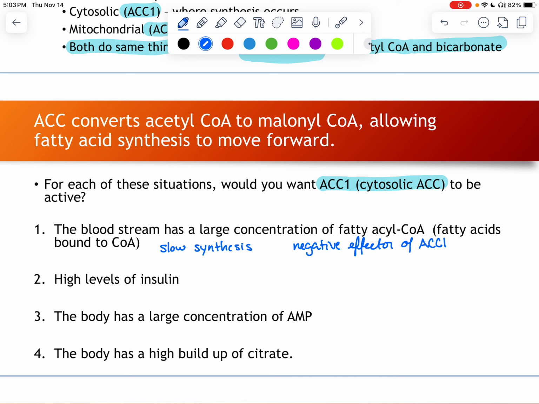All right, so if you have high levels of insulin, so if you have lots and lots of insulin, think about what that means for your blood glucose levels, right? You have high blood glucose.